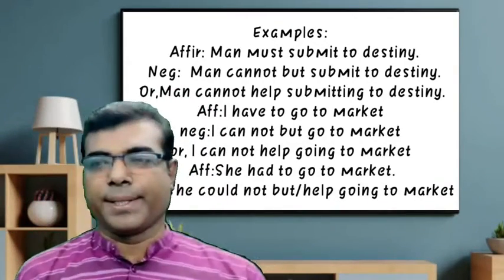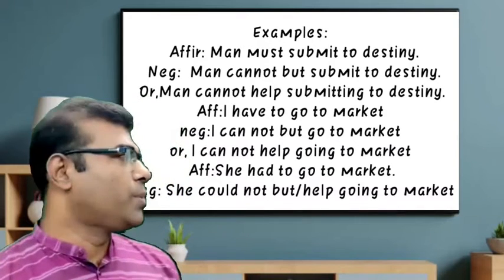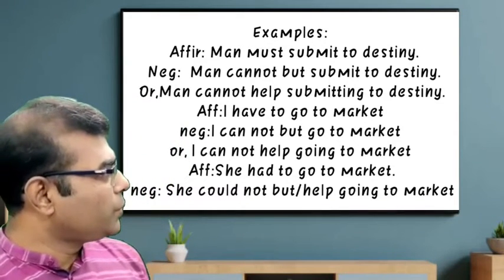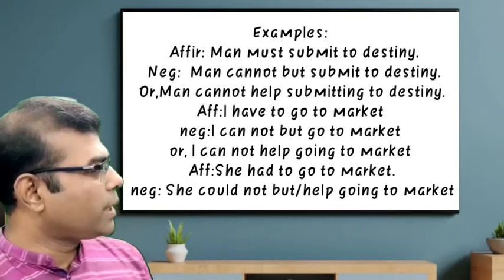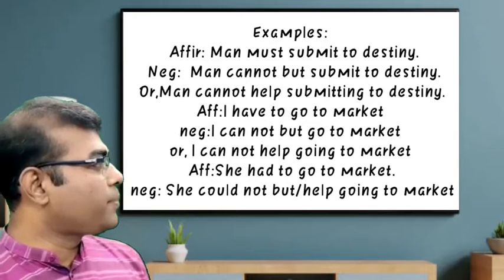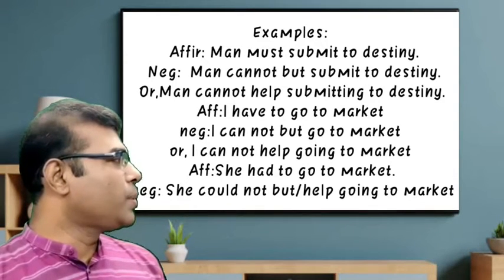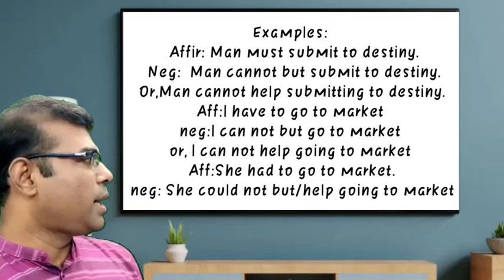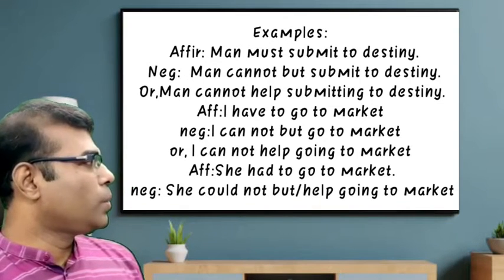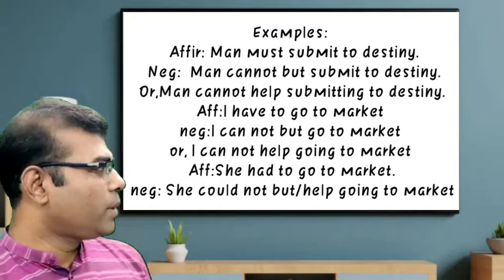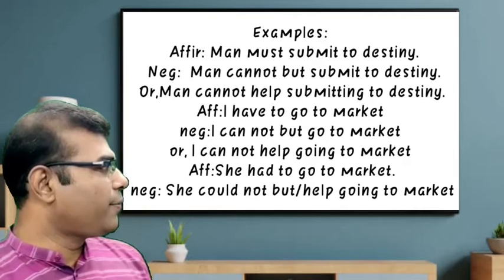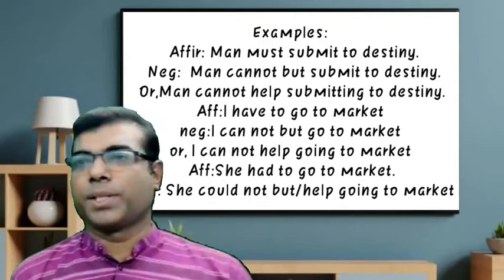I have to go to market. Here, have to. We have to use cannot but or cannot help instead of have to. I have to go to market. I cannot but go to market. Or I cannot help going to market.